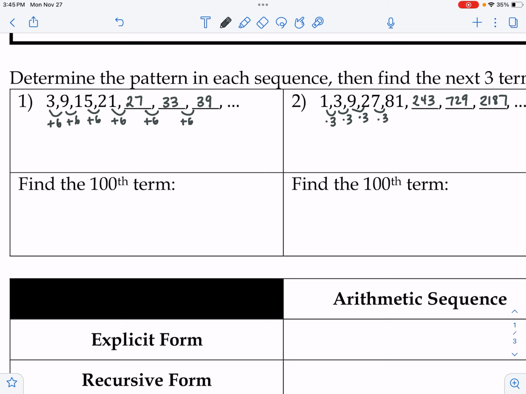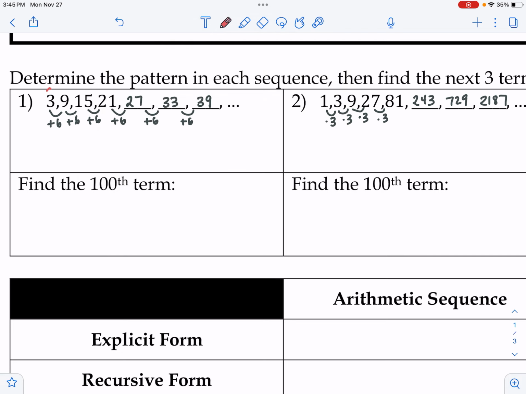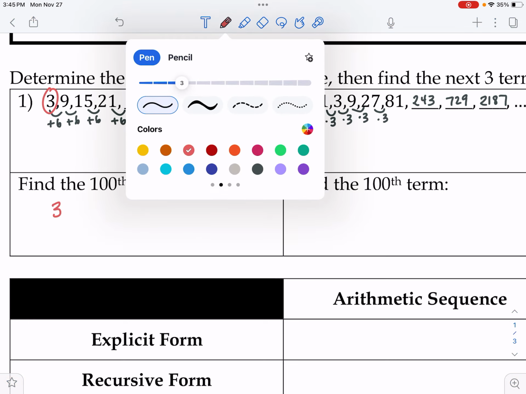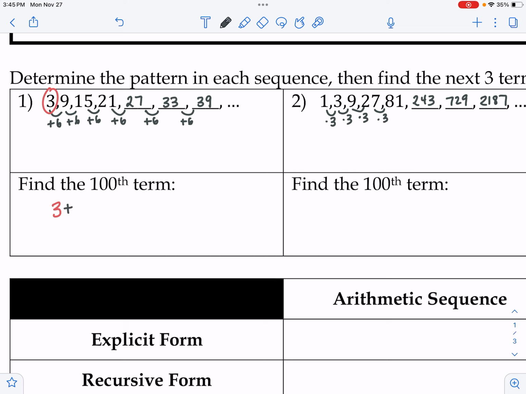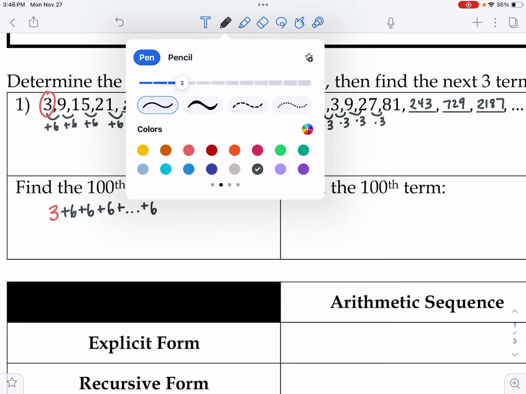Okay, and so to find the 100th term, we could start with the first term, which is 3. And to get to the second term, I would add 6. And to get to the third term, I would add 6 again. To get to the fourth term, I would add 6 a third time. And then if I keep going, if I add 6 99 times, that will get me the 100th term.